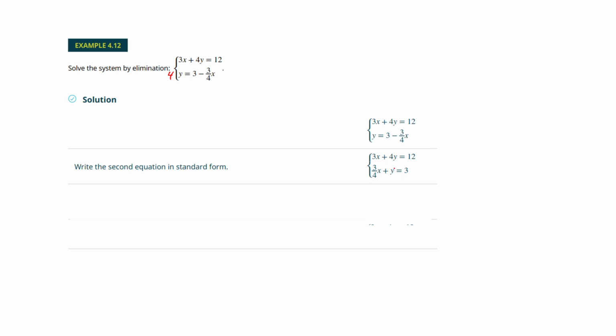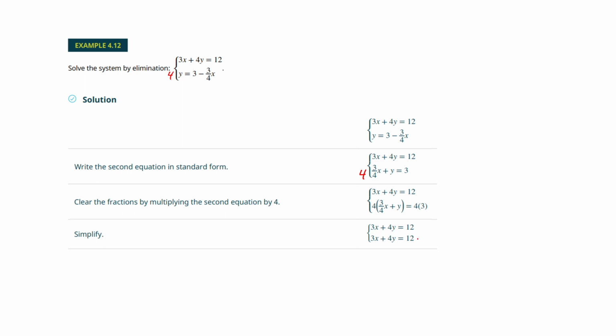We want to get this so that we have these set up in front of each other. So let's move the 3/4 x over to the other side. Now we'll multiply through by a 4. And now look what's happened. We actually have the same line. So if we multiply through by a negative 1, we'd see we'd have all opposites. What we'd be left with is 0 equals 0.